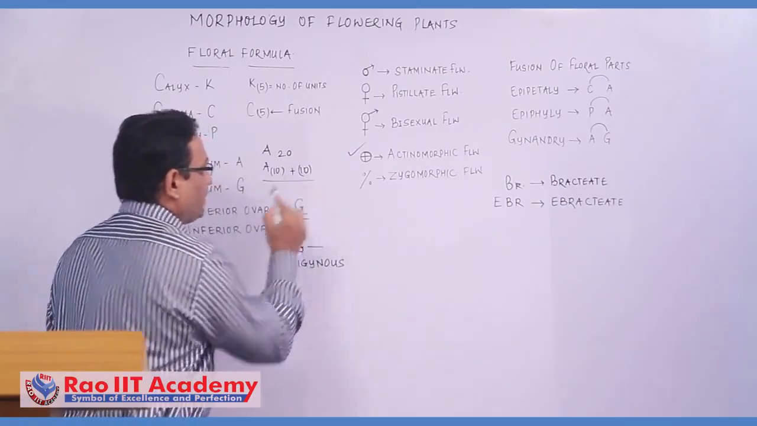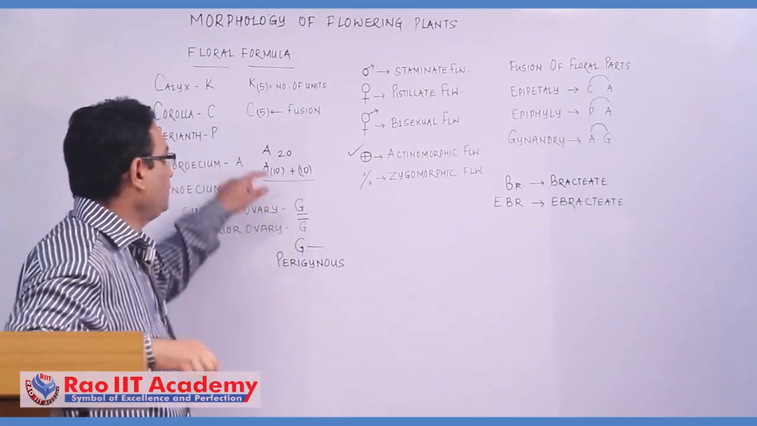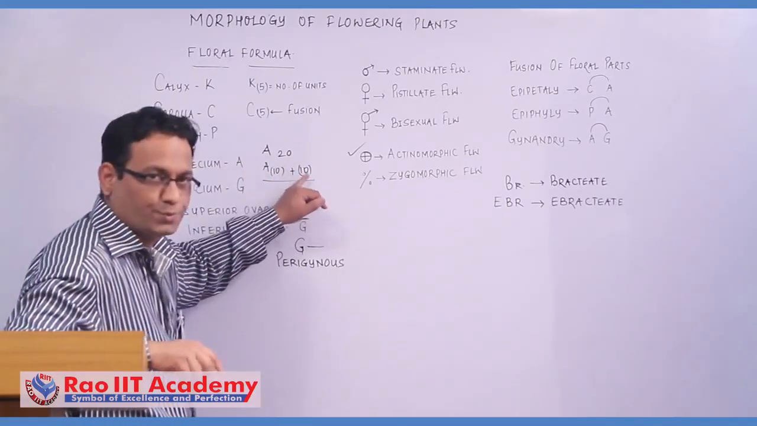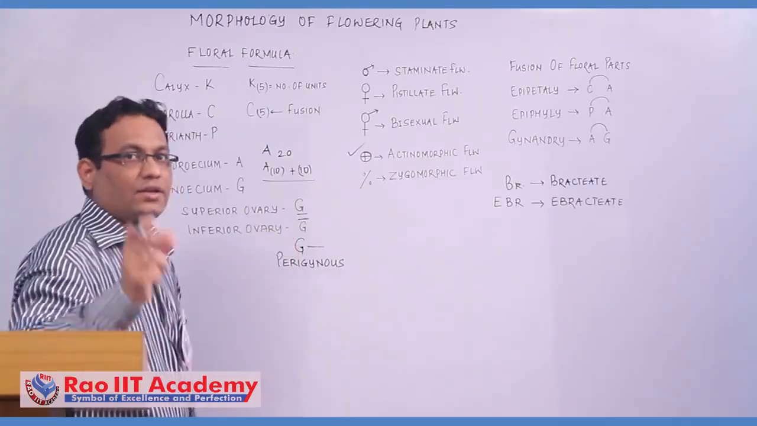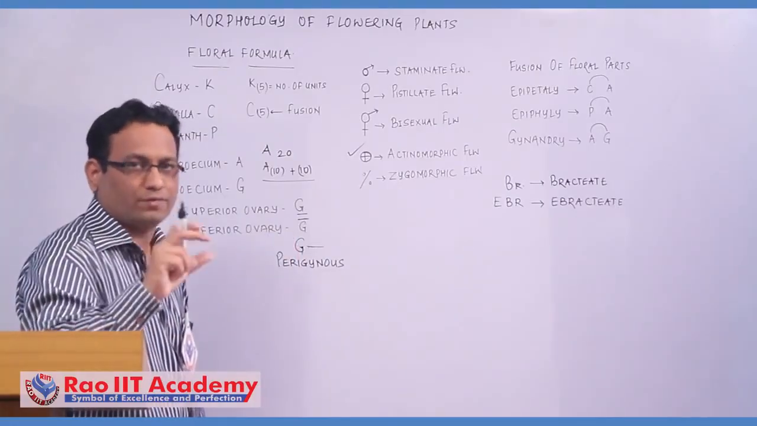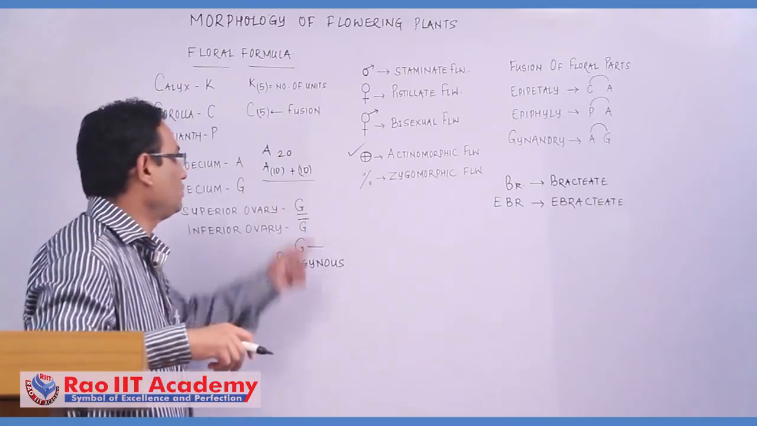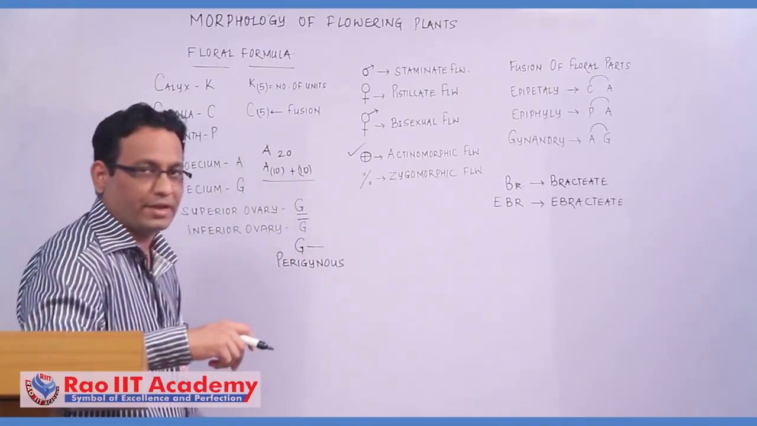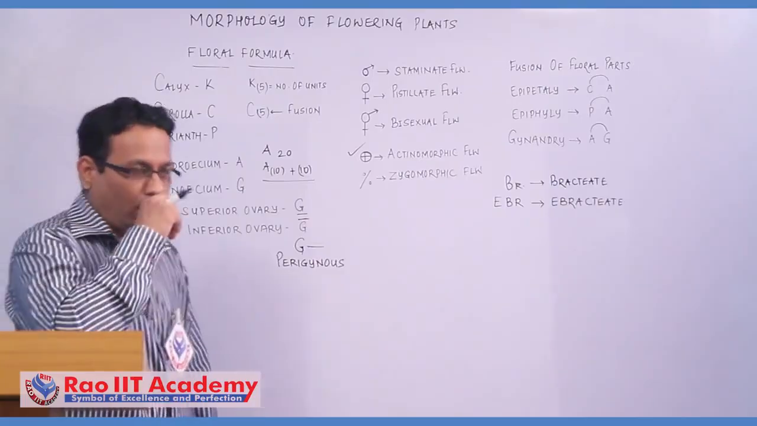Now this type of expression would explain that the flower has 20 stamens which are arranged in two groups of 10 each, and each of the 10 stamens in each of the groups is fused with each other. Okay, that explains fusion. The same thing would apply for gynoecium as well.